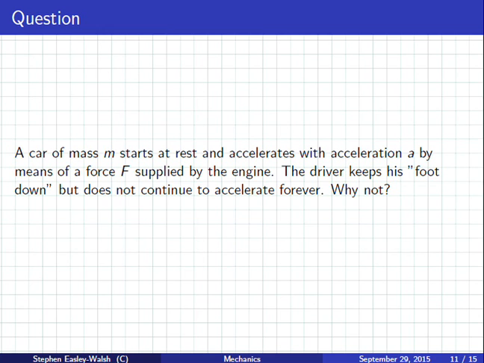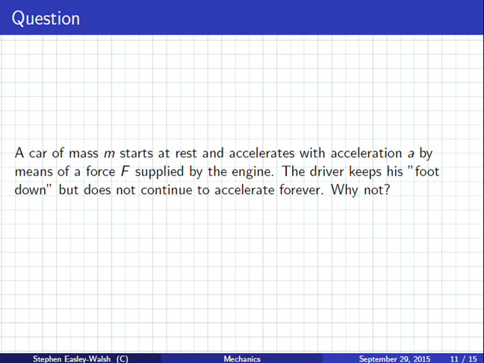And then later, when the car is going very fast, the drag force equals the engine force. The two of them cancel, and there's no force left. So the car doesn't accelerate anymore. It's reached its maximum speed.